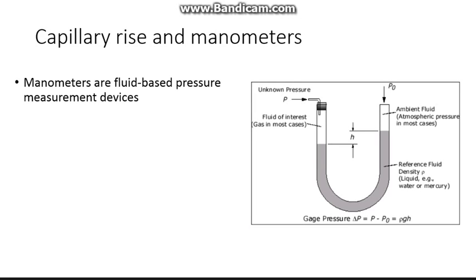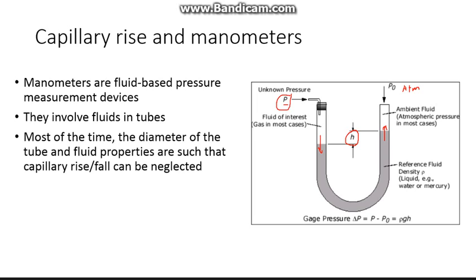So manometers. Manometers, as we know, are fluid-based pressure measurement devices. So here's a manometer. We have some pressure P on one side. Over here, we have atmospheric pressure, which we usually put down as P naught, on the other side. And so if pressure is greater than atmospheric, it will push down, and this fluid will rise. It will go down on one side and up on the other side. And from this H, then, we'll be able to determine what this pressure was over here.